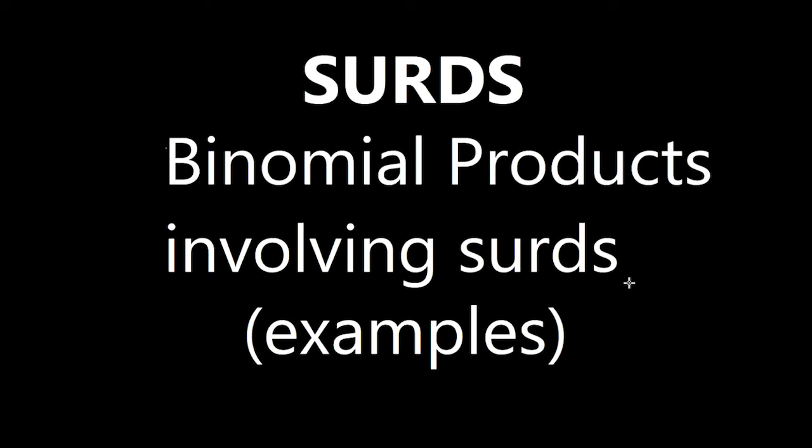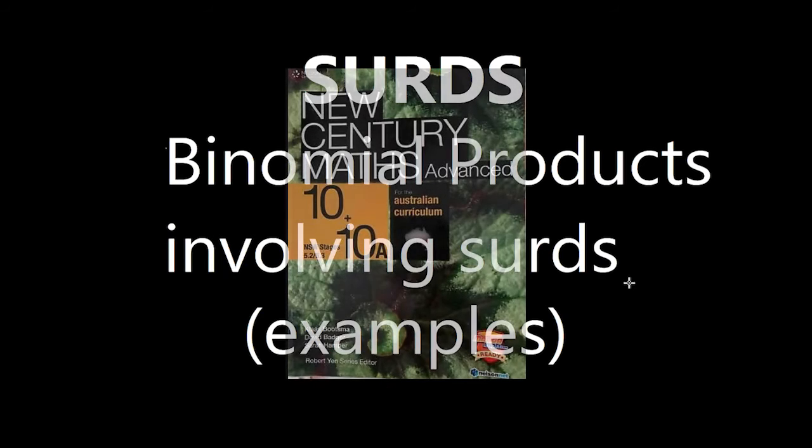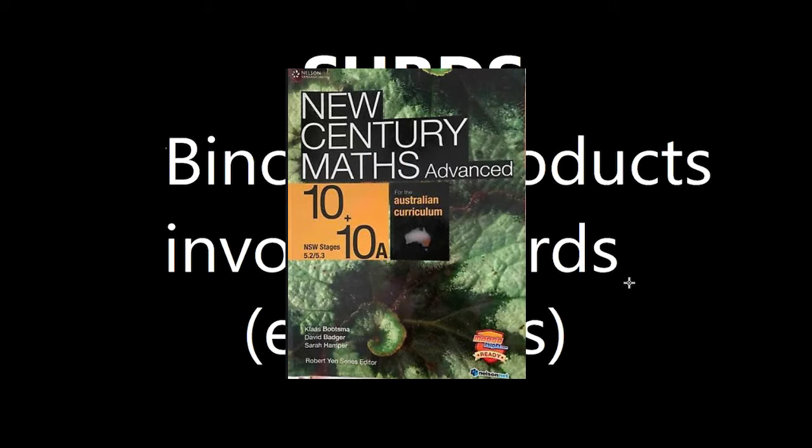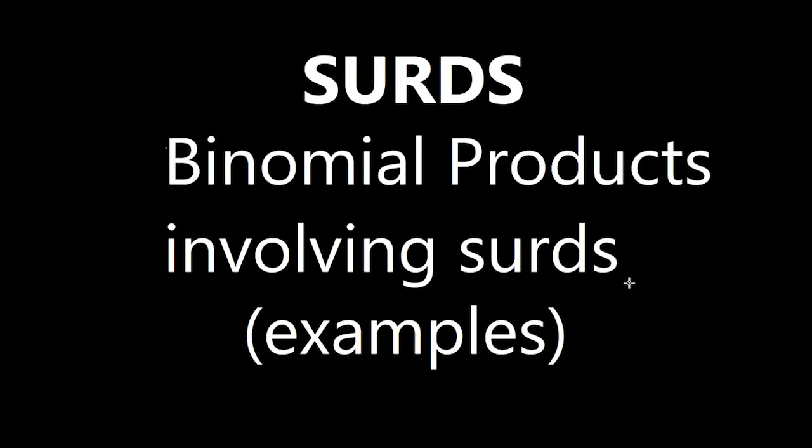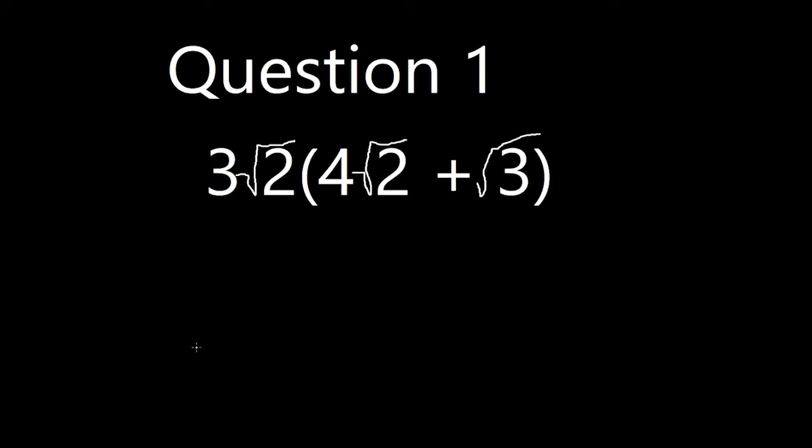Alright guys, so welcome back to this video on surds. In the last video we were looking at what binomial products involving surds were, and in this video we're going to be going through a few examples from the textbook, the New Century Maths Advanced, from exercise 1.05. Because there's a lot of questions, we're only going to be doing the last one of all the questions. So this is question 1, sub-question I.